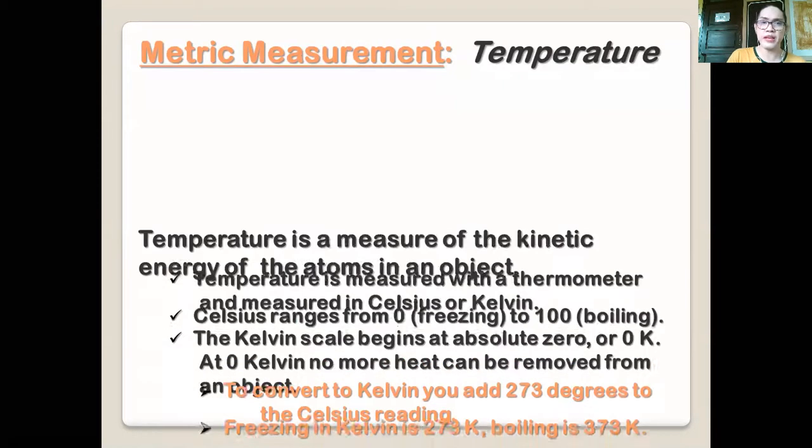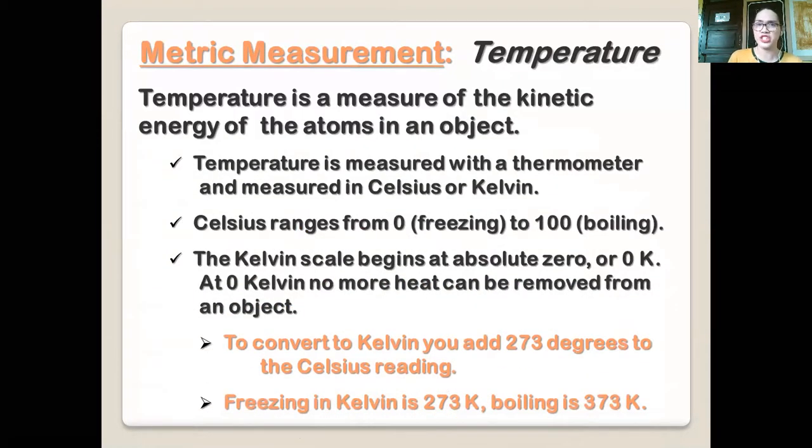So for temperature, we have it here. Temperature is a measure of the kinetic energy of the atoms in an object. That is the movement of kinetic energy in an object. Temperature is measured with a thermometer and measured in Celsius or Kelvin. Celsius ranges from 0 degrees, which is the freezing point, to 100 degrees, which is the boiling point. The Kelvin scale begins at absolute zero, or 0 Kelvin. At 0 Kelvin, no more heat can be removed from an object.